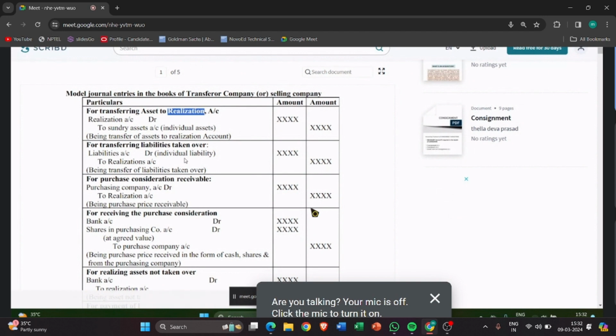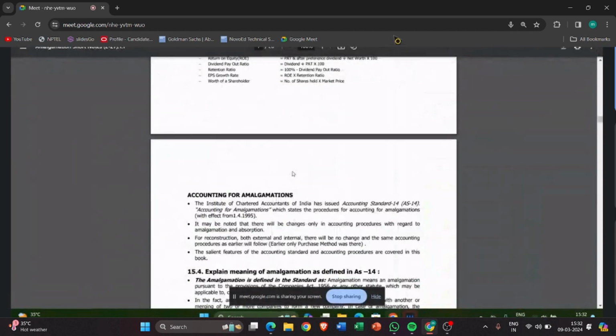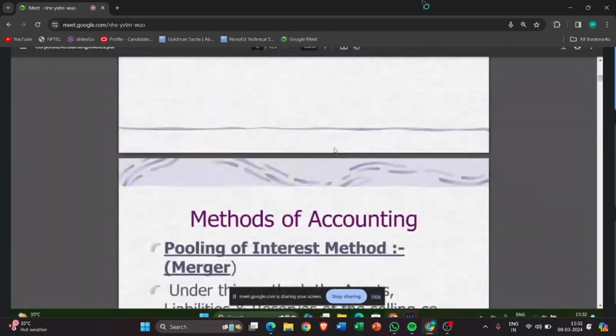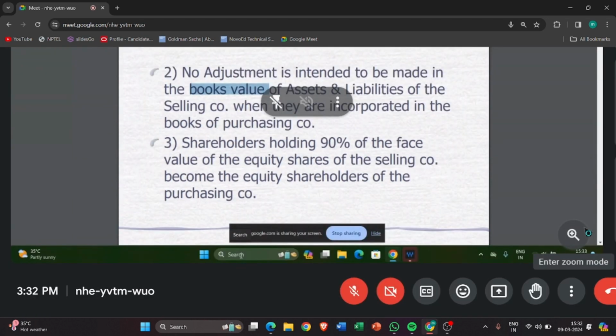At what values did I tell you we will have to transfer? All assets and liabilities will be transferred at book values itself. Is everyone following?